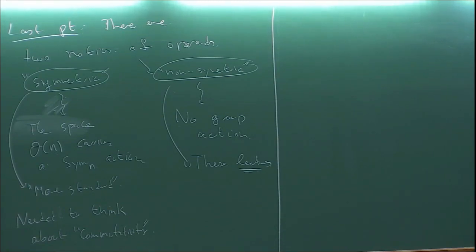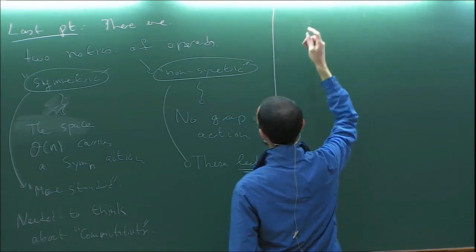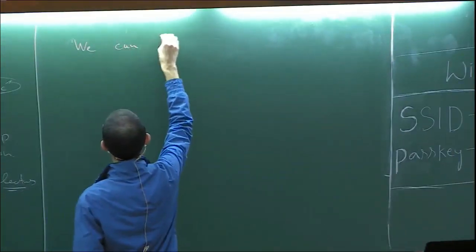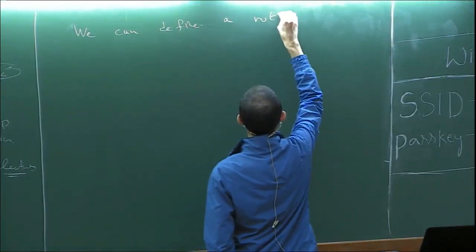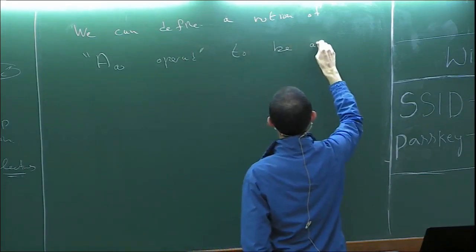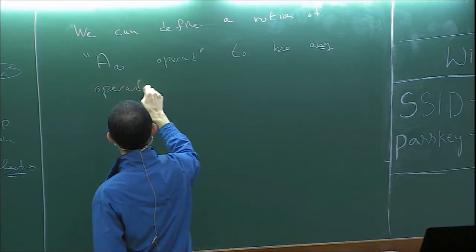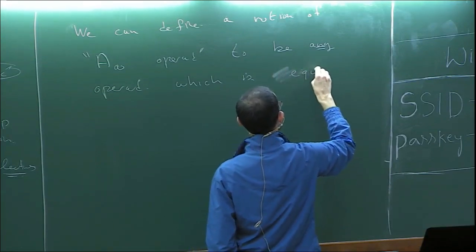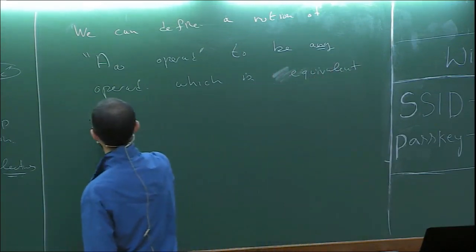Sorry, there's one last thing I want to say. Because we have two different models for what is supposed to be equivalent operads, it's going to be better to define a notion of A infinity operad to be any operad which is quasi-equivalent, which is equivalent to the associative operad.